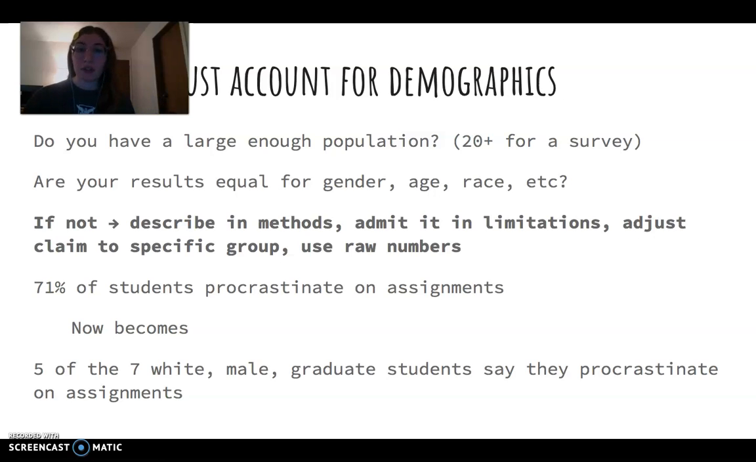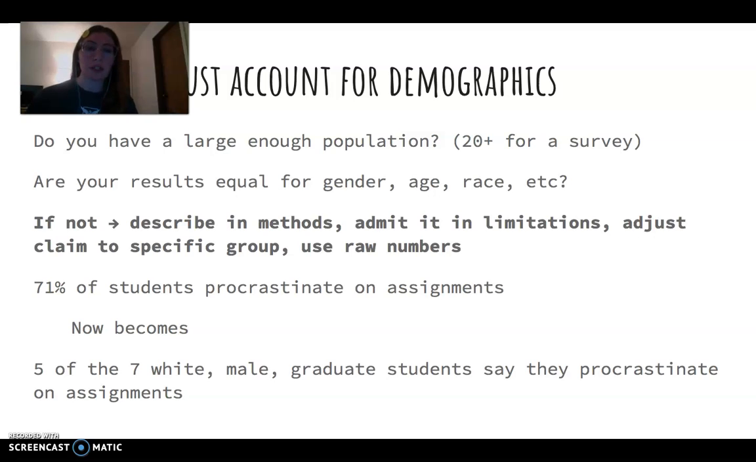If you don't have even distribution, such as like 50% women, 50% men, or having a variety of races, it's okay. You don't have to toss your data. You just have to account for it. So first, describe it in the methods section. There's a specific sub-area called participants. This is where you would say, like, oh, of my survey, it was 7 white men who were in graduate school. So you are just very honest about who actually took your survey.